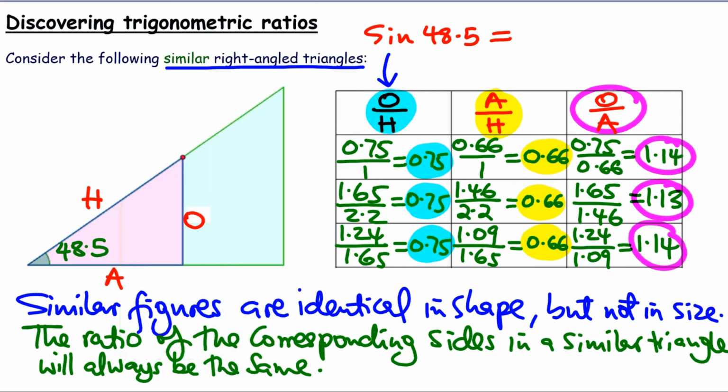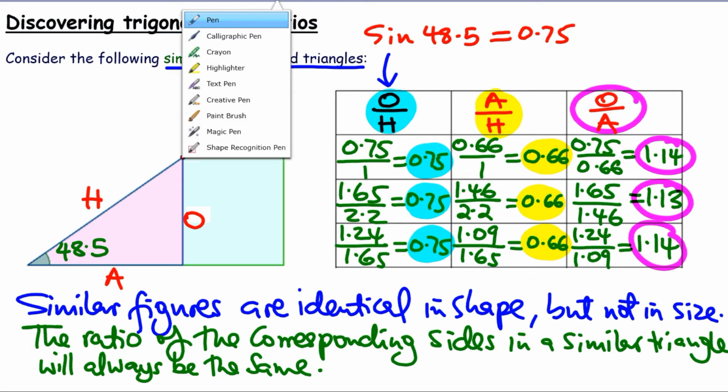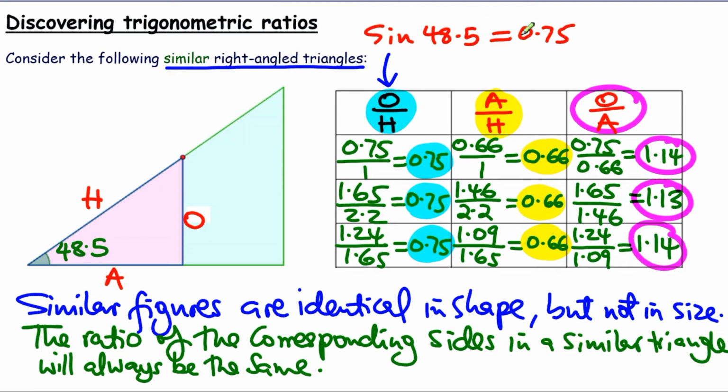Okay, so that is 0.75 to 2 decimal places, and we can see that this makes sense because that's exactly what we have here. Okay, and we can carry on with this investigation to give names to other trigonometric ratios.